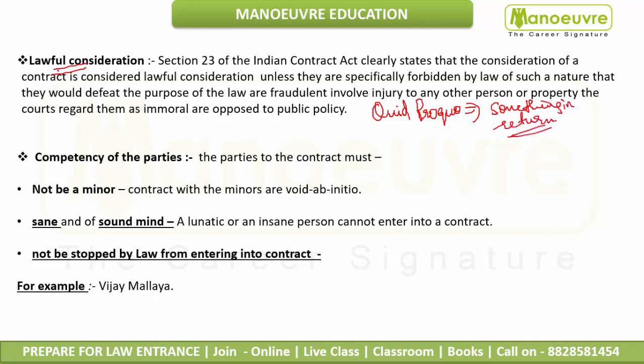Correct? For example, say you are placing an order of 500 shirts at rupees 100 each, correct? So that will amount to 50,000. You are going to pay him money, so money from your side is your consideration. And the opposite party will be delivering you the shirts, so the shirts will be the consideration from his side.